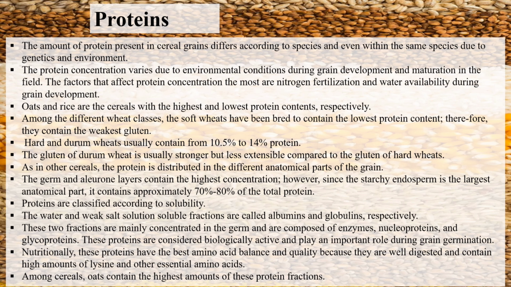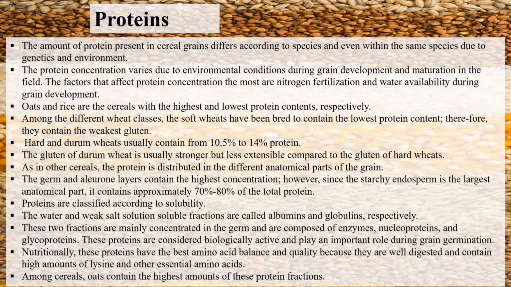Oats and rice are the cereals with the highest and lowest protein contents, respectively. Among the different wheat classes, the soft wheats have been bred to contain the lowest protein content, therefore they contain the weakest gluten. Hard and durum wheats usually contain from 10.5% to 14% protein. The gluten of durum wheat is usually stronger but less extensible compared to the gluten of hard wheats.